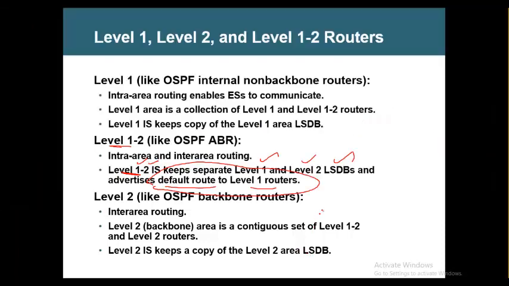Now going back, if you have a router with only L2, meaning it will not form any adjacency with L1, it's only between the different area routers. An L2 router is like a backbone-only router, area 0 only router. It will have only one database, which is L2.